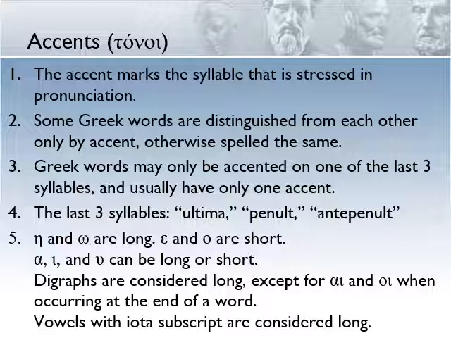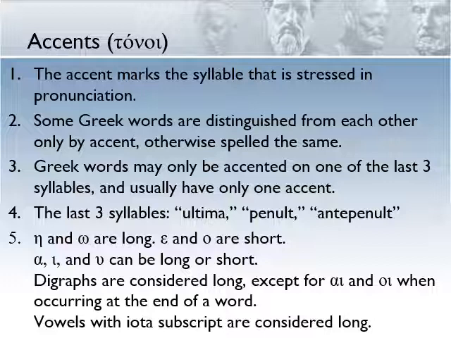Point number 5 is very important. This is a repeat from the previous video that we had in this series about the vowels, but here's where this information becomes very, very important. When we talk about vowels in relation to accents, we have both long vowels and short vowels. Notice point number 5, eta and omega are considered to be long vowels for the purposes of accent. Epsilon and omicron are considered to be short vowels for the purposes of accent.